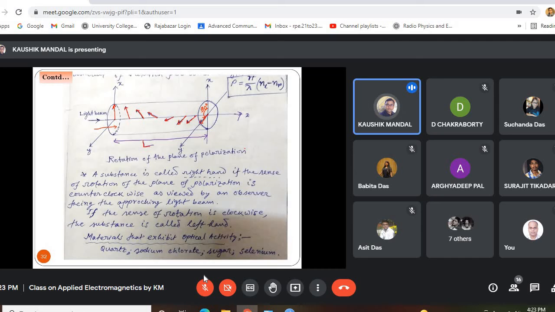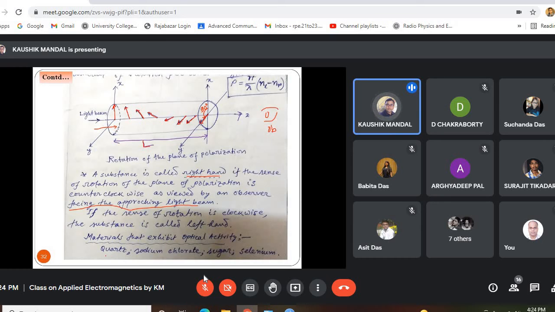Now once again, depending on the sense of this rotation, it can be classified as right-handed. So to an observer that is facing the approaching light, if the rotation is anti-clockwise or counterclockwise, then it will be called right-handed polarization. Once again, you can apply the right hand thumb rule and left hand thumb rule to identify the sense of polarization.